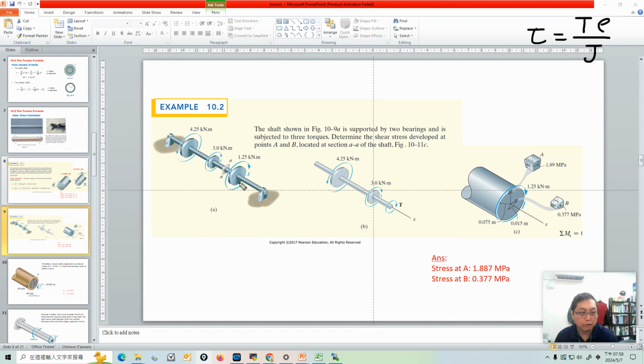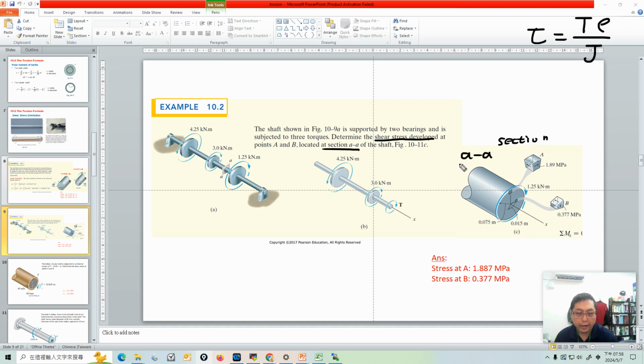The problem says there is a shaft subject to multiple external loads, and we want to calculate the shear stress at a certain cross section. Section AA is here. He wants to calculate the shear stress at section AA, and this is a zoom in of the AA section.